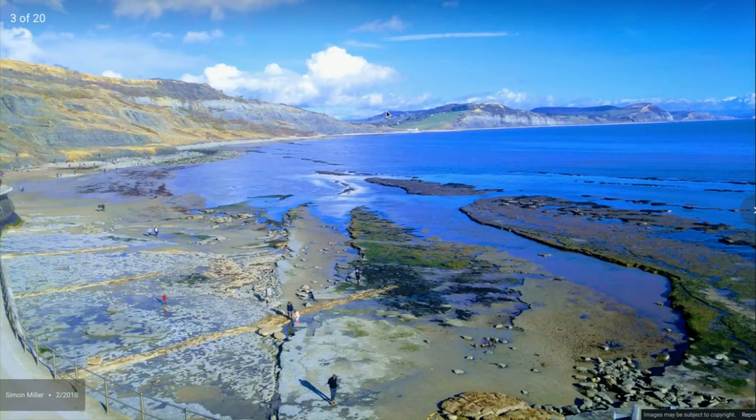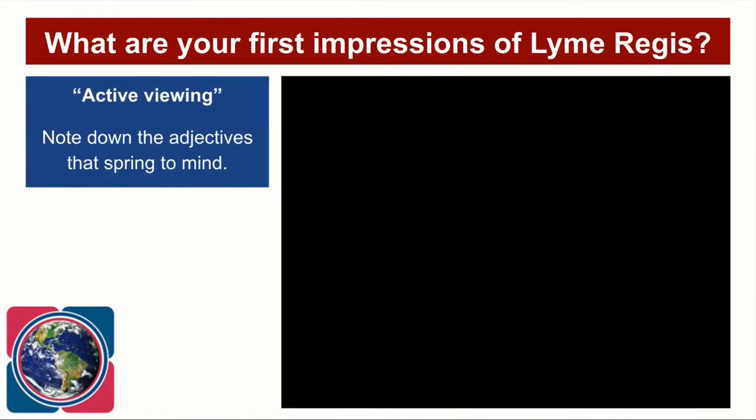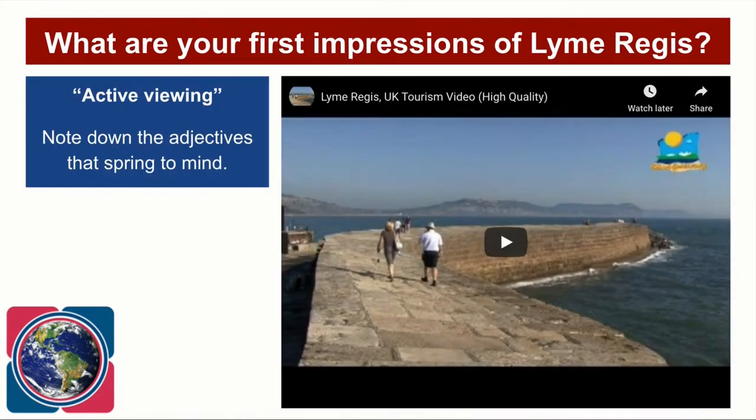Really lovely. Right, what I'm going to do now is leave Google Earth and get a bit more of a sense of what Lyme Regis is like as a place. We've had a little look at it on Google Earth, so let's find out a bit more about it. I'm going to show you a little video. It's a bit cheesy. It comes from the Lyme Regis Tourist Information Office. But see if you can jot down some adjectives. What sort of things spring to your mind when you look at Lyme Regis as a place?